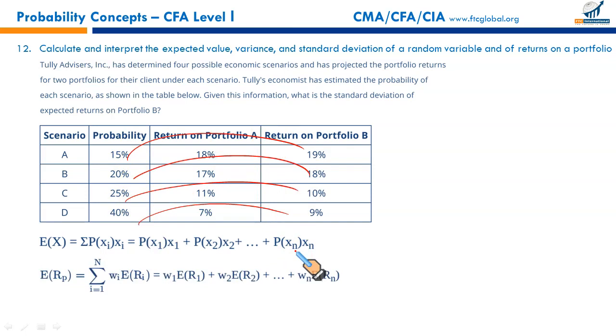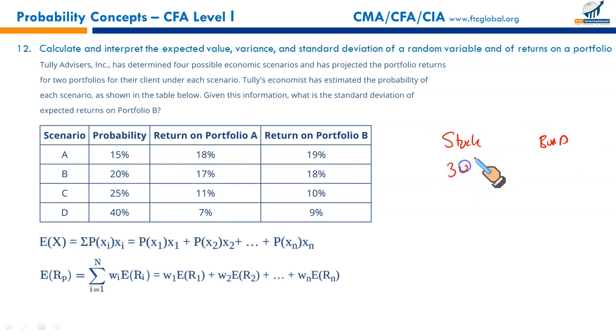Then if we have weighted portfolios with different assets, for example, we have two assets in our portfolio, A and B, let's take a specific example. We have two investments, some in stock, some in bonds.